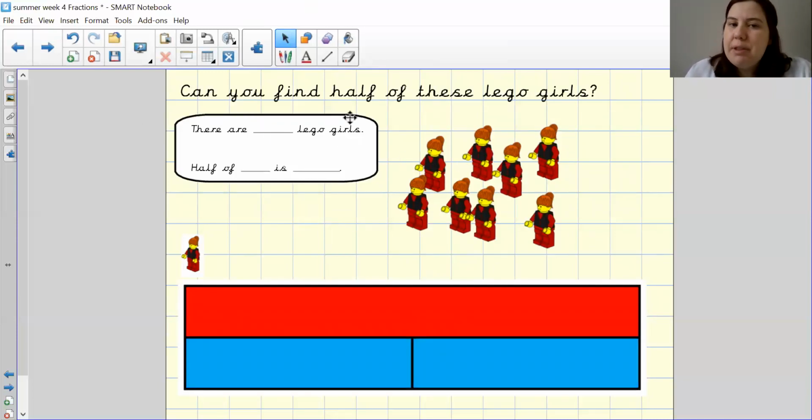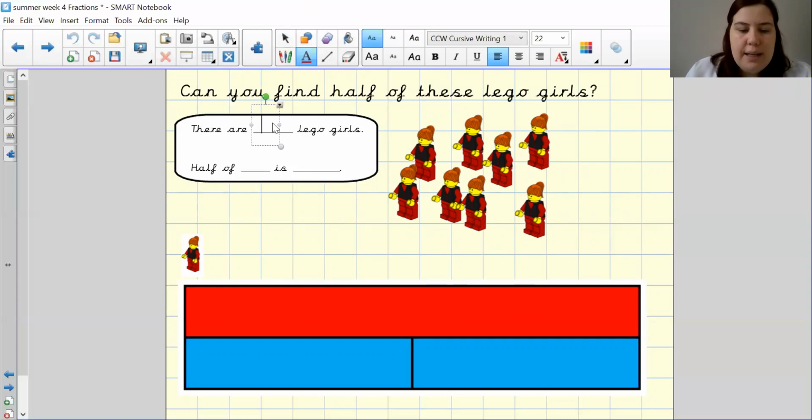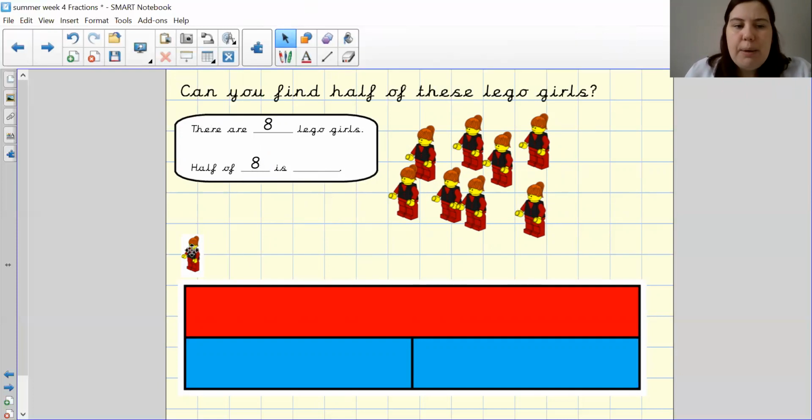So there are something Lego girls. That's the first clue. It's asking you how many there are altogether. 1, 2, 3, 4, 5, 6, 7, 8. So there are 8 Lego girls. Half of, I'm going to write that 8 again because it's the total. So half of 8 is, well, I'm going to use my bar model.